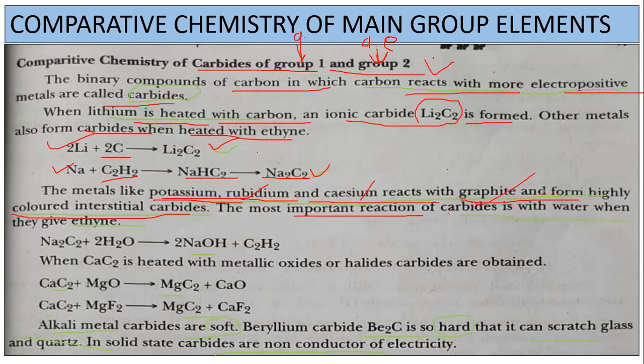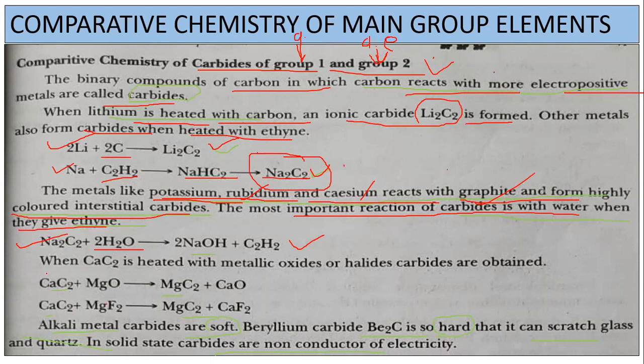The most important reaction of carbides with water is that they give ethyne. Where is the ethyne formed? See, when sodium carbide is treated with water, it gives ethyne. Now see, when this product is treated with water, it gives ethyne.